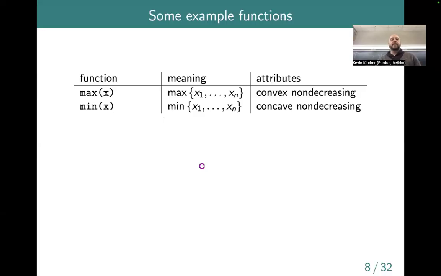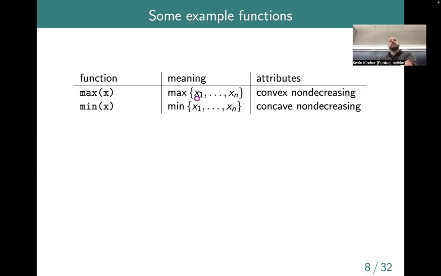All right, so some examples of these kind of atomic functions that have, again, tags for curvature and monotonicity that we can use to build up more complex functions. Some examples that come up a lot in DER applications would be the max or the min function. Here x is a variable, an n-dimensional vector. This just means take the largest component of that vector. So the max function is convex and non-decreasing.